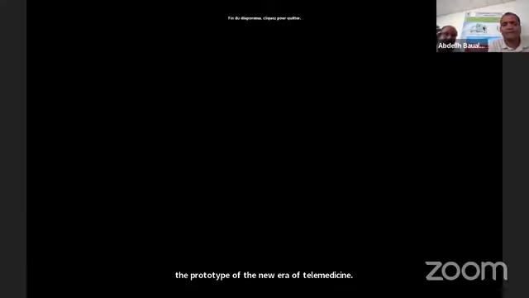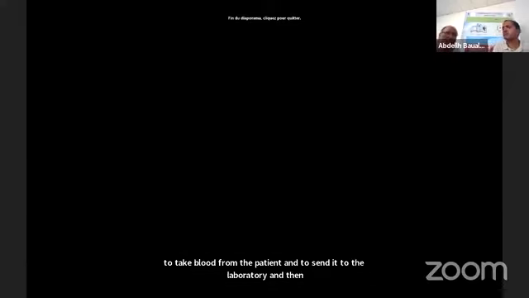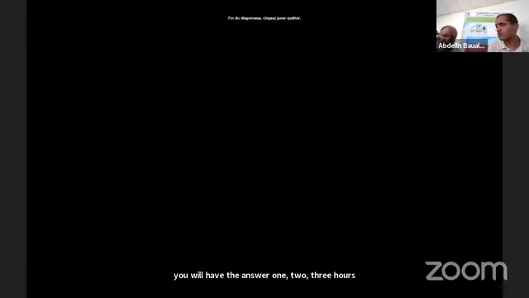Now, in order to have an analysis of, for example, the electrolytic balance of the patient, you have to take blood from the patient and send it to the laboratory, and then you will have the answer one, two, three hours later. But with MORWAC, all that data is available in real time. The patient with his device is directly connected to his smartphone, and the patient can know at each moment how much sodium he has in his body.